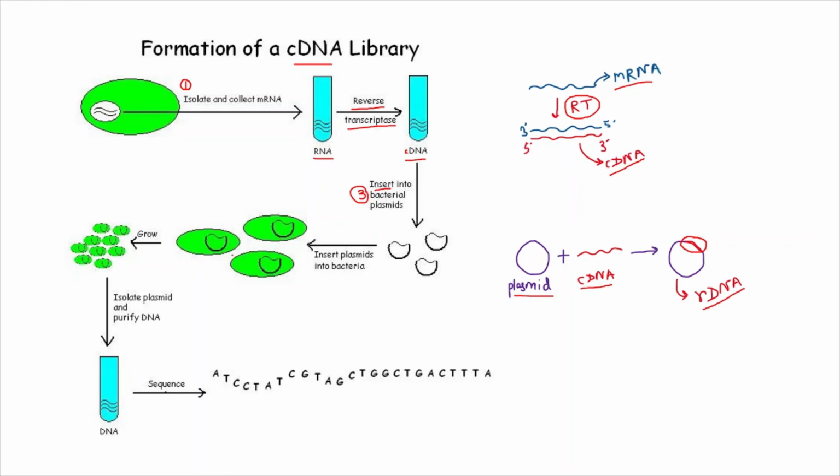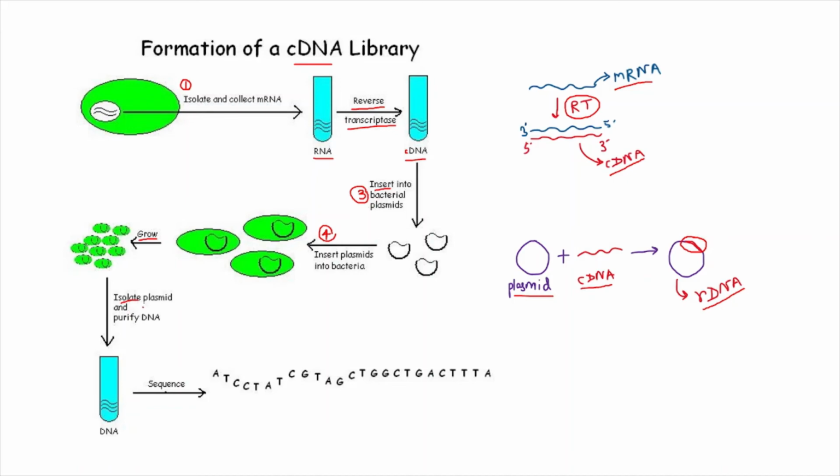The recombinant DNA that will be produced after the insertion of the cDNA into the bacterial plasmid, what do you do? You insert these recombinant DNAs within bacteria and you allow these bacteria to grow for certain generations. Why? Because as the bacteria grow, the recombinant DNA within them also grows. So the amount of genetic material doubles.